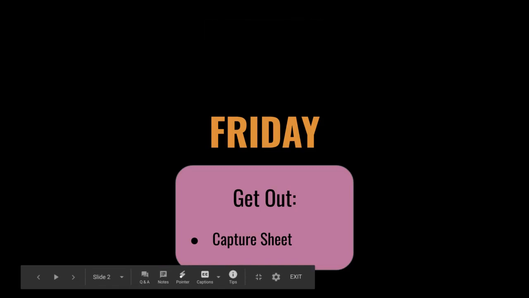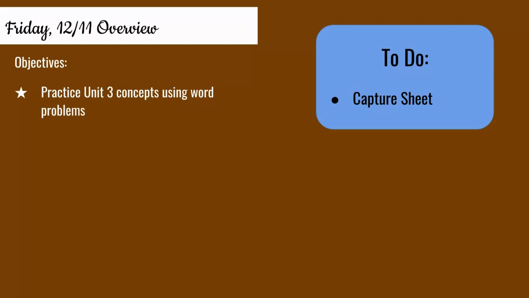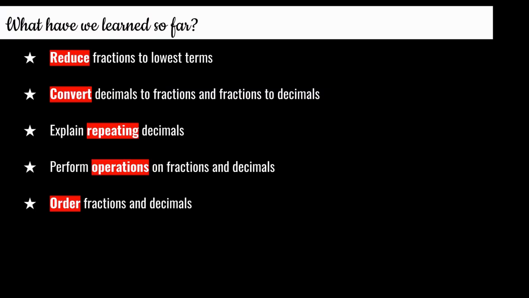You need to get out your capture sheet. Okay, it says word problem lesson capture sheet, unit 3, topic 5, day 1. Our objective today is to practice all the unit 3 concepts we've learned using word problems. So what are those concepts that we're going to be looking for? Reducing fractions to lowest terms, converting decimals to fractions, and then fractions to decimals, explaining repeating decimals, performing operations on fractions and decimals, and ordering fractions and decimals.